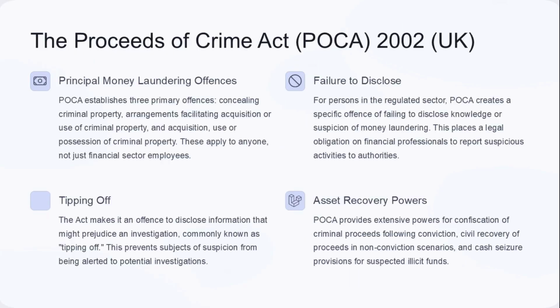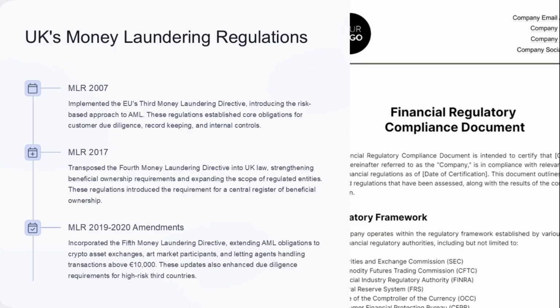The Proceeds of Crime Act establishes primary offences related to money laundering, including concealing criminal property and tipping off. It also provides asset recovery powers and imposes obligations on individuals to disclose knowledge or suspicion of money laundering, ensuring accountability and enforcement. The UK's money laundering regulations have evolved through amendments to address emerging threats.